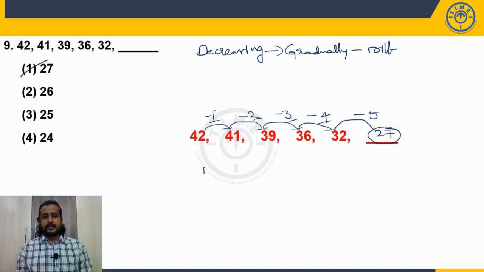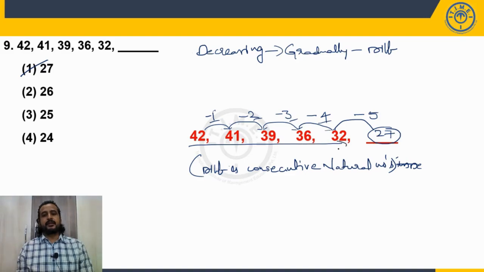So what I can say is that here, the difference is consecutive natural numbers in decreasing order. The given series is in a decreasing pattern. The difference is consecutive natural numbers. Clear? So choice 1.